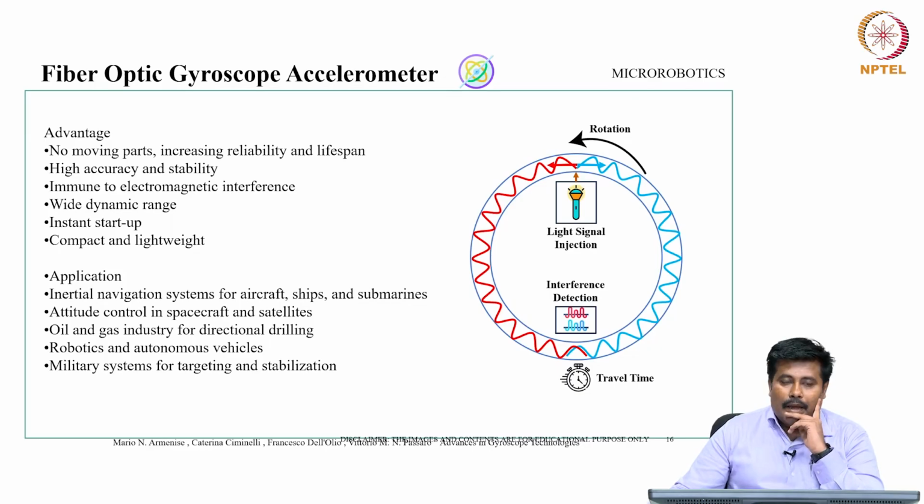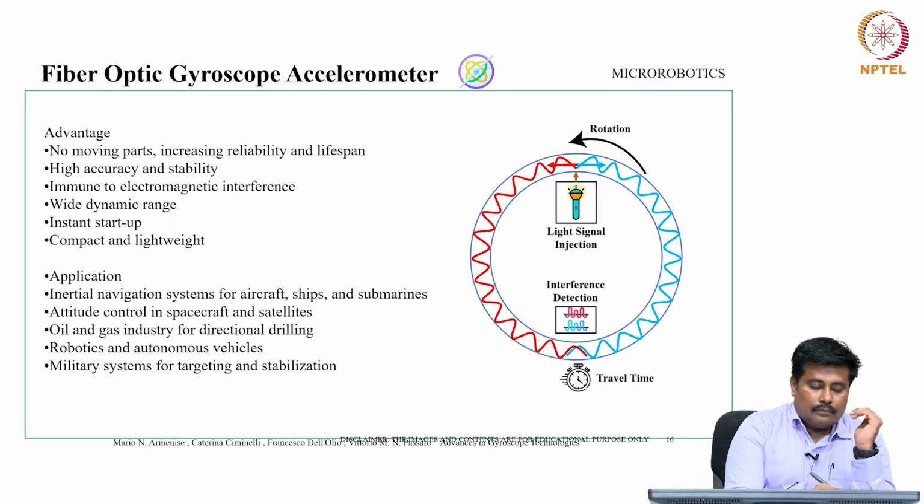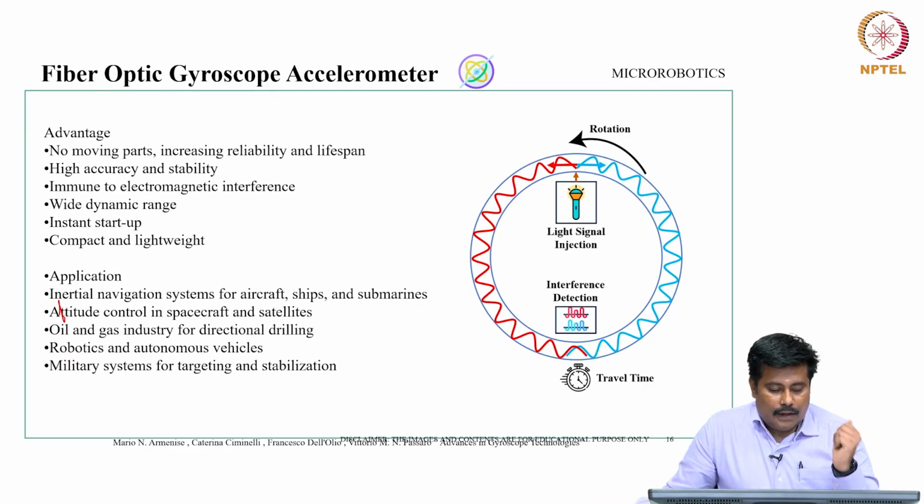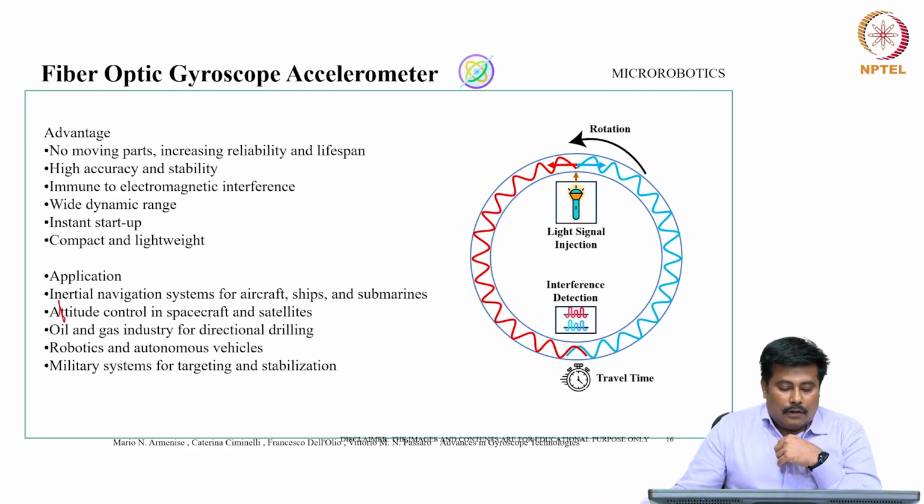From an application point of view, these include inertial navigation systems for aircraft, ships and submarines, attitude control in spacecraft and satellites, the oil and gas industry for directional drilling, robotics and autonomous vehicles, and military systems for targeting and stabilization.